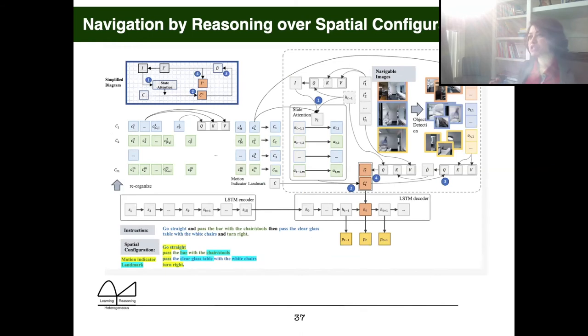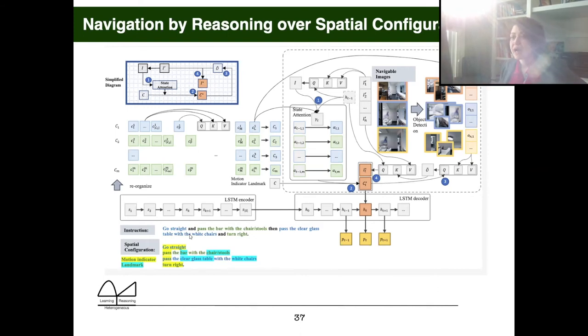And then when she extracted this, here is an example, like "go straight and pass the bar with chairs and stools." The one challenge of this data set is that you don't get the sub-instructions. You have a long paragraph instruction and you just see the agent following it and reaching the goal. The evaluation is just with the goal. There is no alignment of which instruction is related to which action.